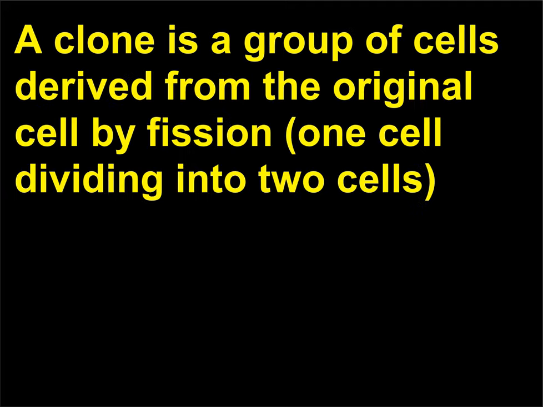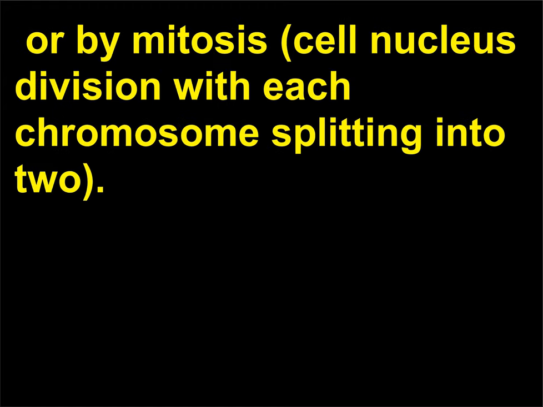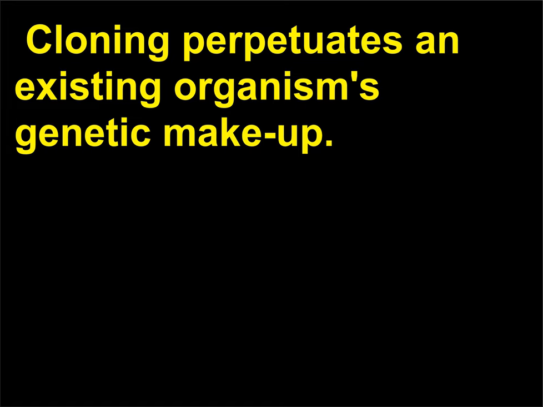A clone is a group of cells derived from the original cell by fission, one cell dividing into two cells, or by mitosis, cell nucleus division with each chromosome splitting into two. Cloning perpetuates an existing organism's genetic makeup.